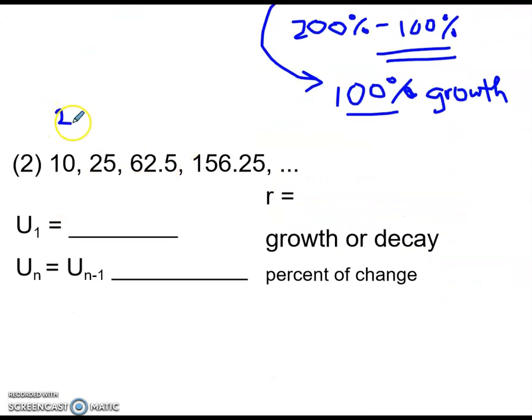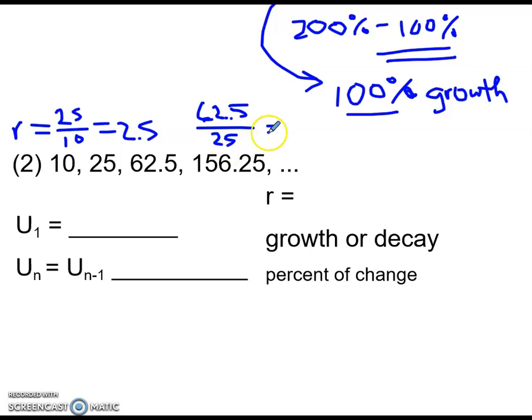So if I take 25 and divide it by 10, that's going to be my R value. So the R value is 2.5. You need to check to make sure that's consistent. So if I take 62.5, which is the third answer, divided by 25, you get 2.5 again. So we'll save a little bit of time here. If I take the fourth answer divided by the third answer, I'm also going to get 2.5 again. So the R value is consistent.